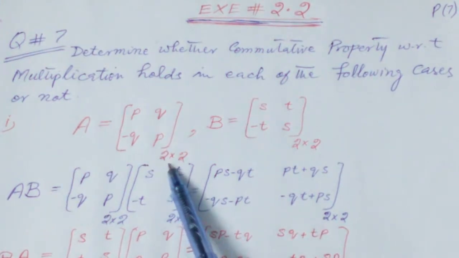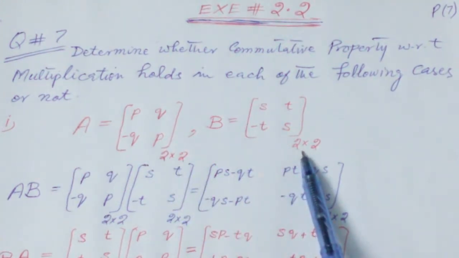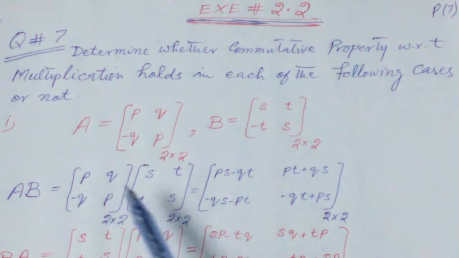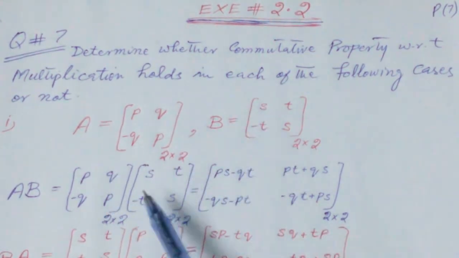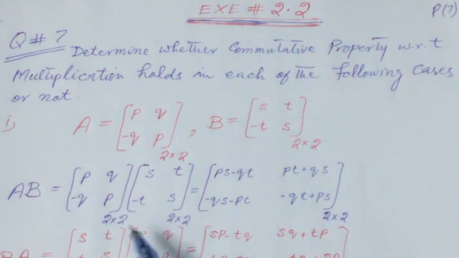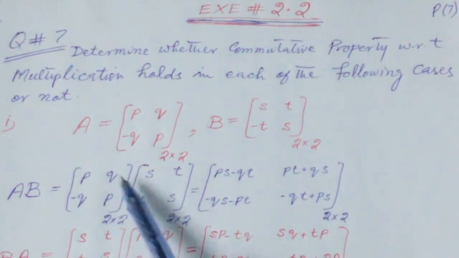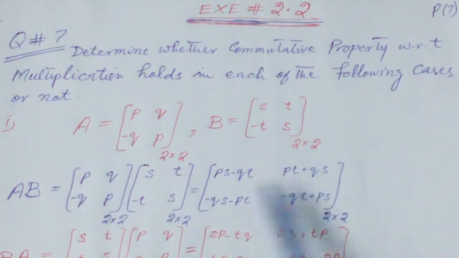The order of this matrix is 2 cross 2. The order of this matrix is also equal to 2 cross 2. First we have to multiply A with B. A is this matrix and B is this matrix. The condition for the multiplication to hold is that the columns of the first are equal to the rows of the second. Multiply the first row with the first column, the first row with the second column, the second row with the first column.